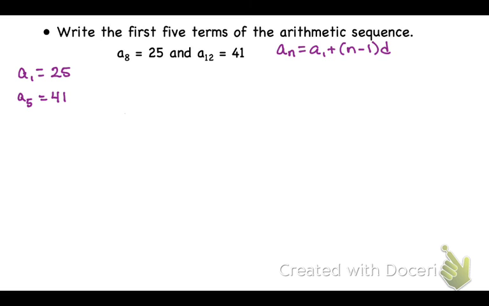Why did you do that? Because I had to move a sub 12 back 7 places to get a sub 5. So I have to do 12 minus 7, which is 5. So now, what's a sub n? 41 equals a sub 1, which is 25, plus, what's the n that goes with 41? 5 minus 1 d. Wait, how do you know that the n is 5? Because this 41, what term is 41? Oh, the fifth. 5.